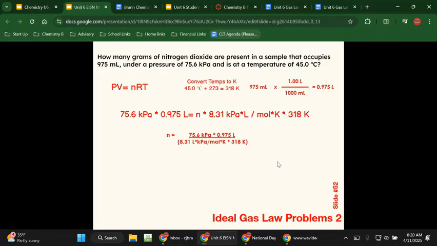So we are going to multiply the two numbers on the top together. We're going to hit the divide by button on our calculator. We are going to put one parenthesis and put 8.31 times 318. Close your parenthesis. Now we'll see if I did my math right on this one. What do you get? 0.027. Anybody else?